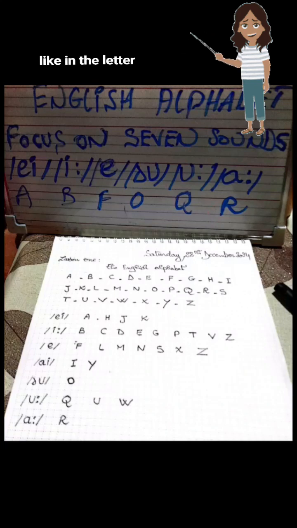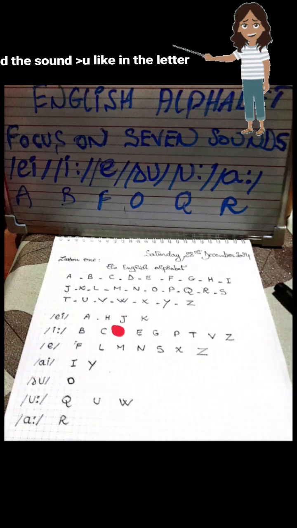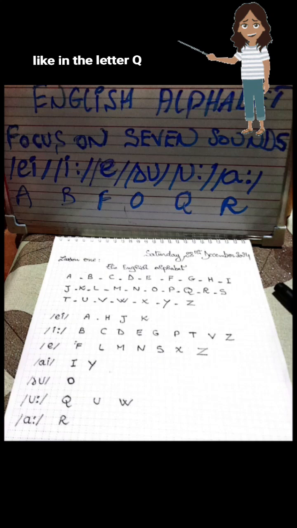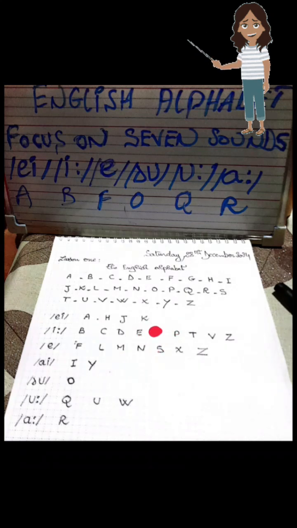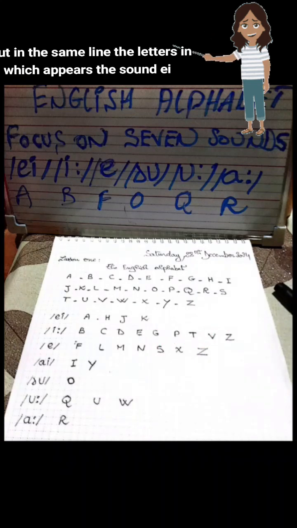Now, as you can see, I put in the same line the letters in which appears the sound A. Let's read them together. A, H, J, K. The second line, we found the letters B, C, D, E, G, P, T, V, Z.